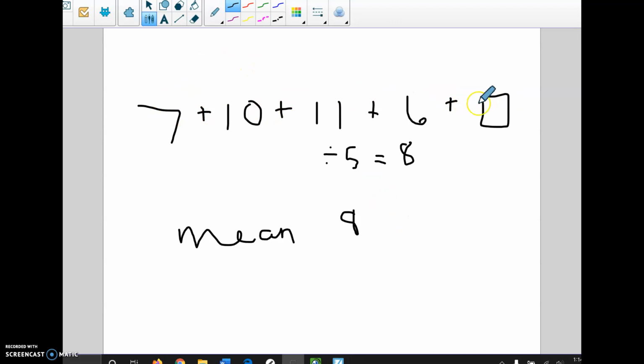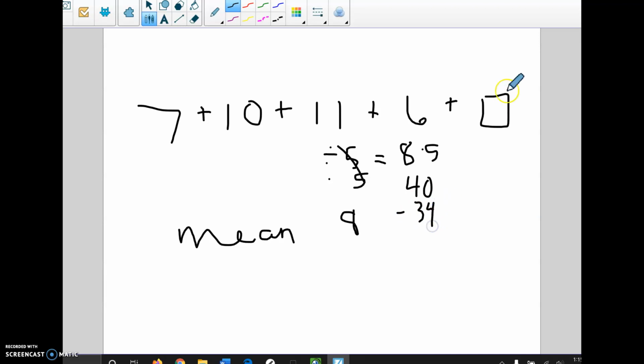Okay, so I would add all these up, and then I would divide by 1, 2, 3, 4, 5, because there are 5 numbers, and that would equal a mean of 8. So I'm going to go backwards and multiply by 5. That would give me 40. And then I'm going to subtract. So I'll subtract 7 plus 10 plus 11, and that equals 28. So I'll subtract 28. And what's left is 12.